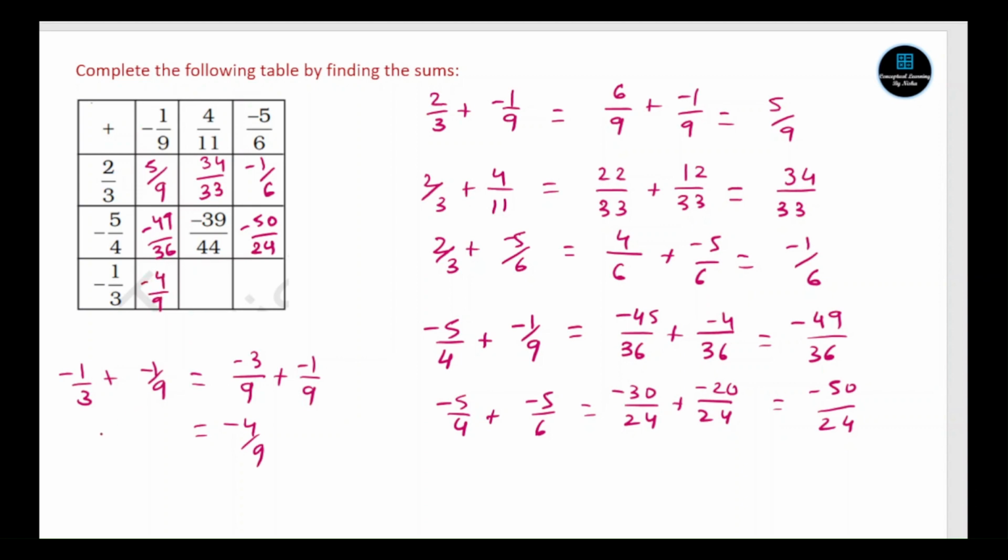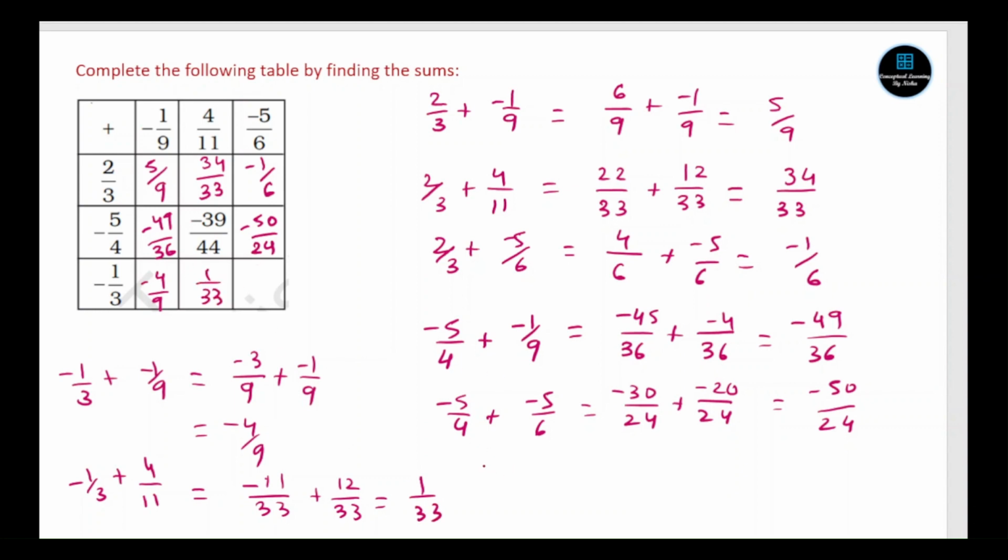Okay. Now -1/3 plus 4/11. So what do we get? Let me write it here. I'll get minus, I have to multiply it by 11, so minus 11 upon 33 plus multiplied by 3, so I'll get 12 upon 33, and on simplifying I'll get 1 upon 33. So this is 1 upon 33.